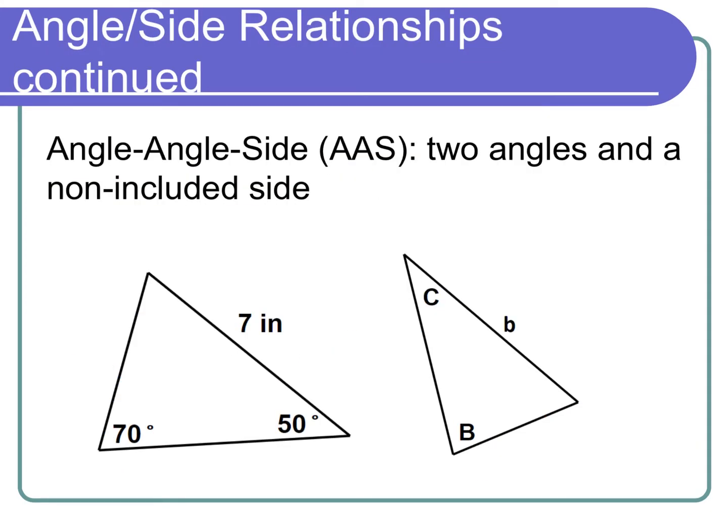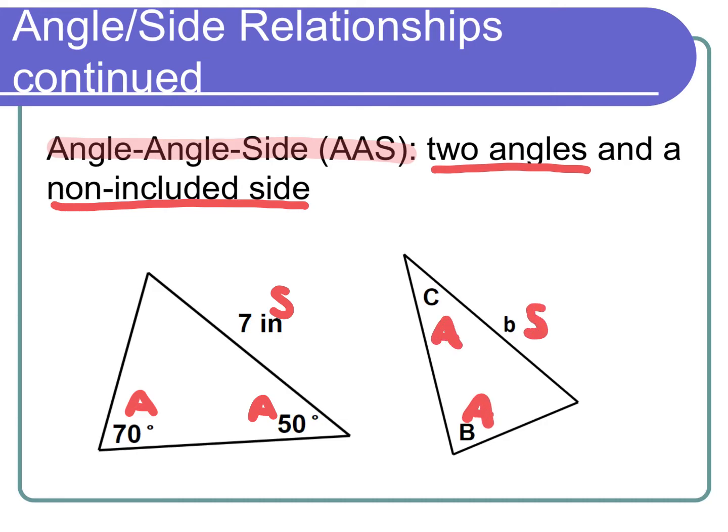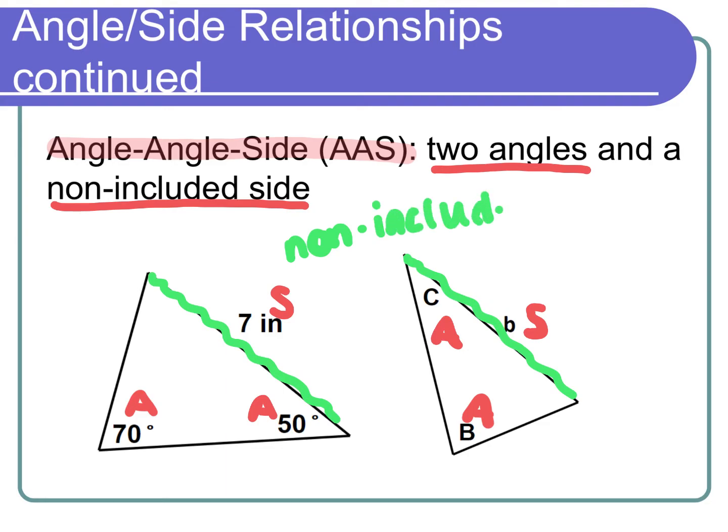The next relationship is called angle angle side, or AAS, and it's formed by two angles and a non-included side. So what this means is I have an angle, and a side that's not included. And there I have an angle, and a side that's not included. And note that the side that I'm dealing with is the non-included side, meaning it's the one that's not between the two angles, so it makes sense for the S to not be between the two A's.